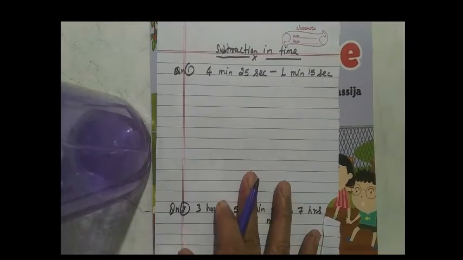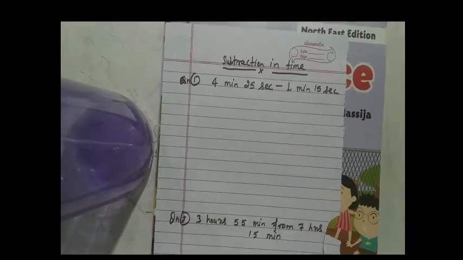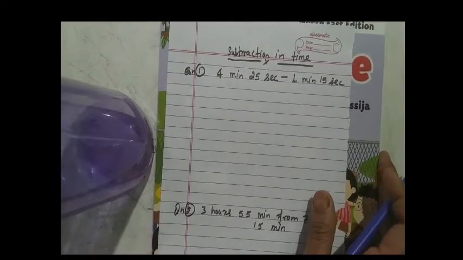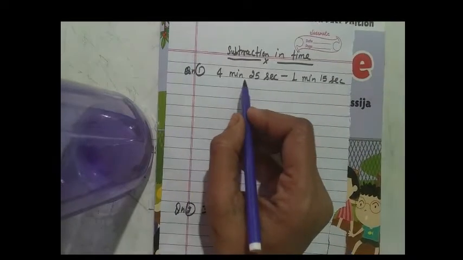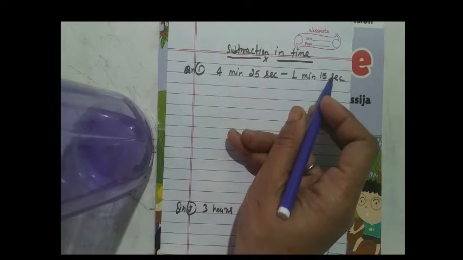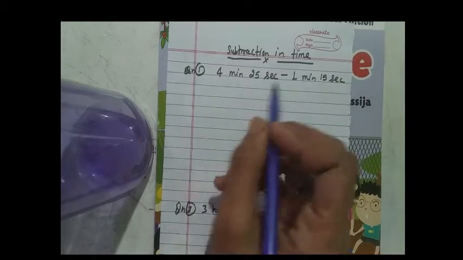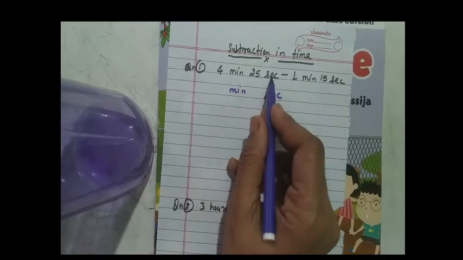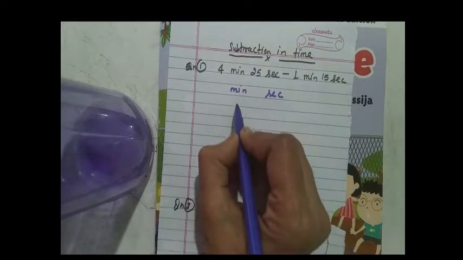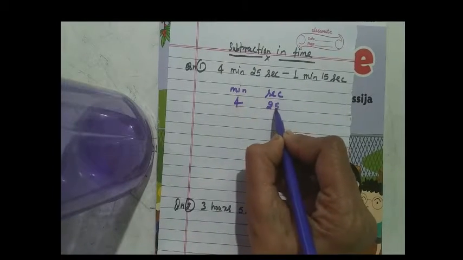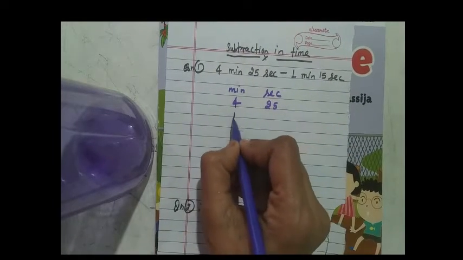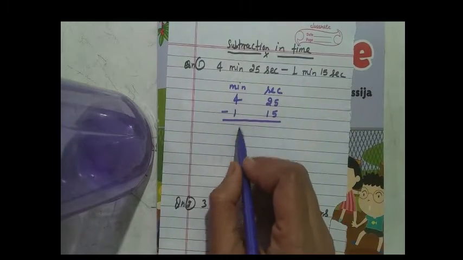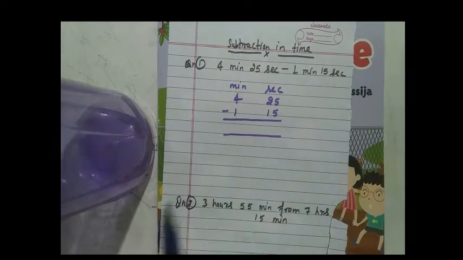So students, let us understand the concept of subtraction in time. I am taking one example of it: 4 minute 25 second minus 1 minute 15 seconds. First we need to arrange the two units, minute and seconds. Arrange the first value, 4 minute 25 second, then 1 minute and 15 second. We are doing subtraction, so write the symbol minus.